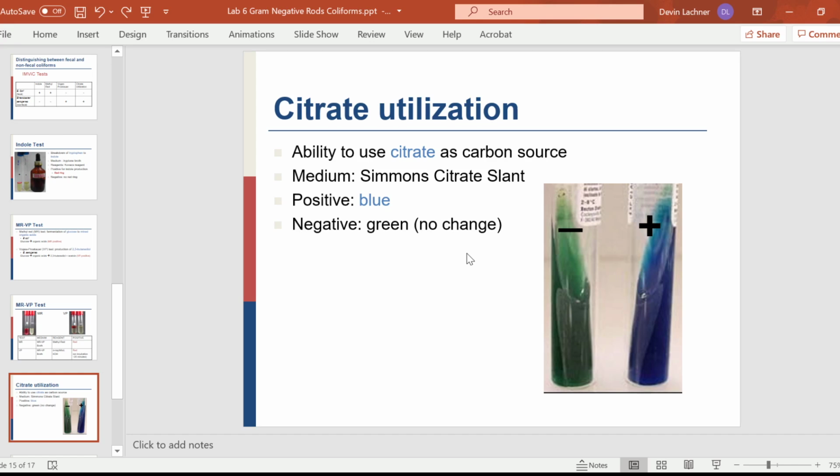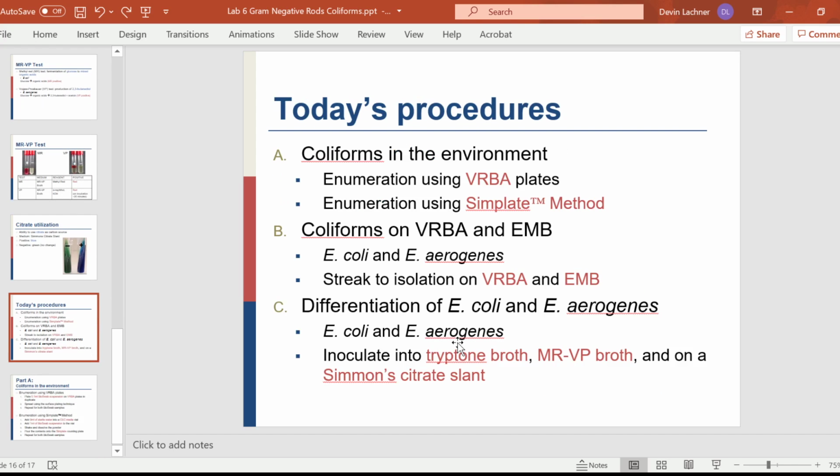The very last test is for citrate utilization, which is just testing for the organism's ability to use citrate as a carbon source. It's on the Simmons citrate slant as the medium, and then you just streak the organism onto this slant. Then when it grows, if it utilizes citrate, then it will turn blue and change from green to blue. If it does not utilize citrate, then it's negative, and the slant will stay the same color. So it's going to just stay green the whole time. Whereas if it does utilize citrate, then it'll change from green into this blue color and be positive.